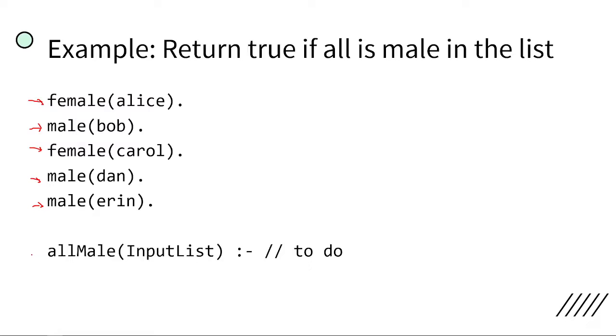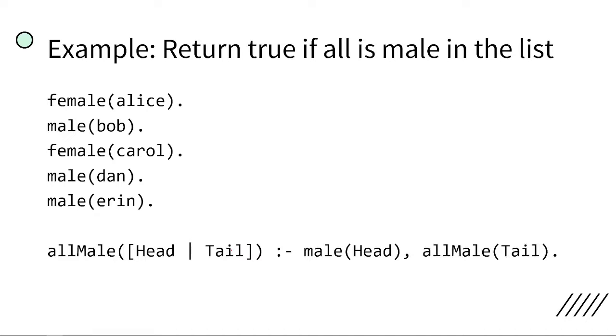One way we can do that in Prolog is by breaking up the list as head and tail. So we break this input list into a head and a tail, just like that. Now we have our head and tail. Then we check if the head is male. Then we also check if the tail are all male. Again, we break the input list as head and tail, check if the head is male, and after that, we check if the remaining items in the list are also male.